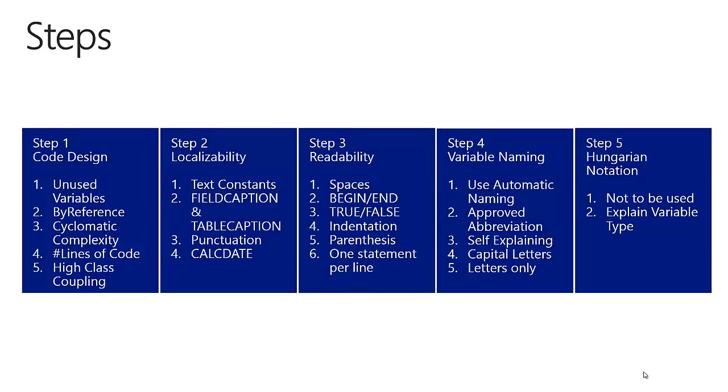In this video we will be going through 5 steps. In step 1 we will be talking about code design. In step 2 we'll be talking about localizability. Step 3 is about reliability. Step 4 is about variable naming. And in step 5 we will briefly touch on Hungarian notation.